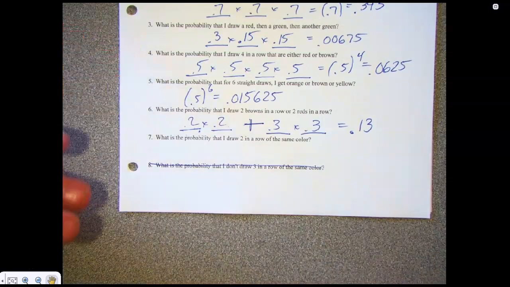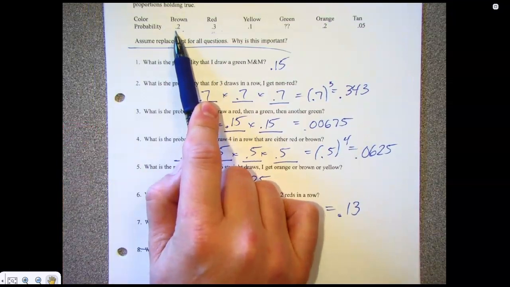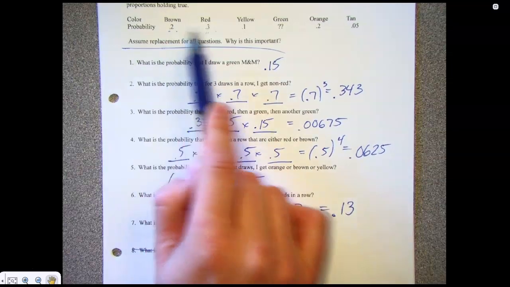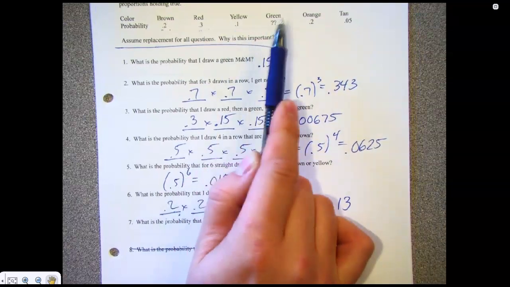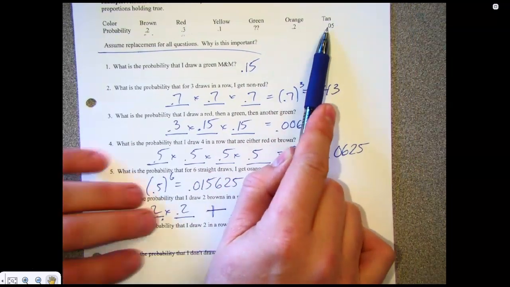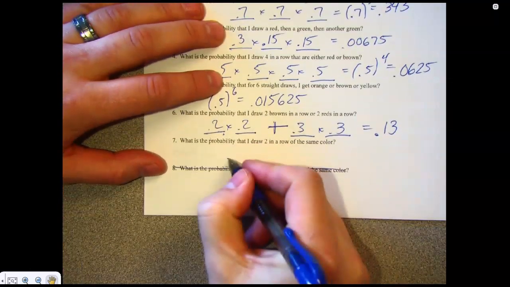So what's the probability I draw 2 in a row of the same color? So what's the probability I draw 2 browns in a row? 0.2 squared, right? What's the probability I draw 2 reds in a row? 0.3 squared. 0.1 squared. This is 0.15 squared. 0.2 squared. 0.05 squared. When you get all those numbers, what do you do with them? Add them all. And that comes out to 0.2.